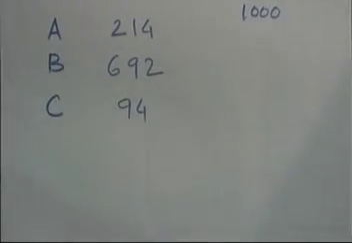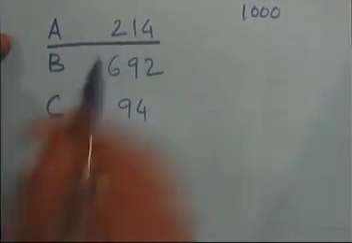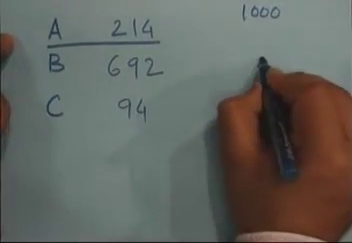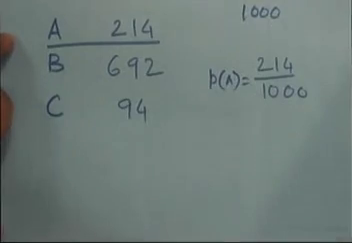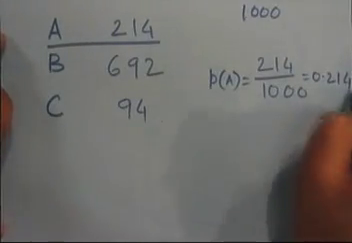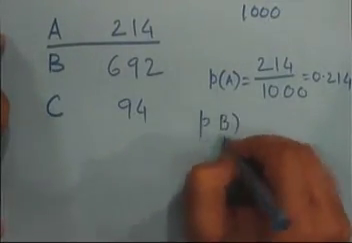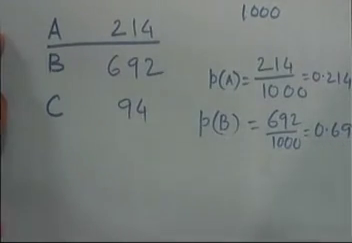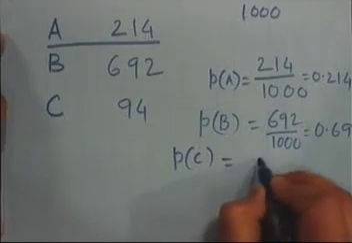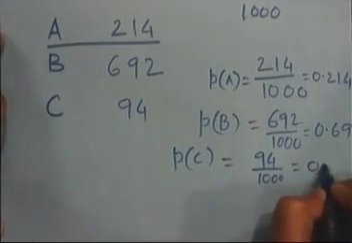If you try to recollect the definition of probability, you will find that probability is defined as favorable events divided by total number of events. So, for finding the probability of getting grade A product, you simply divide 214 by 1000, which is equal to 0.214. Similarly, I can calculate the probability of getting B grade material, which is 692 by 1000, which is 0.692. And similarly, the probability of getting C grade material is 94 divided by 1000, which is 0.094.